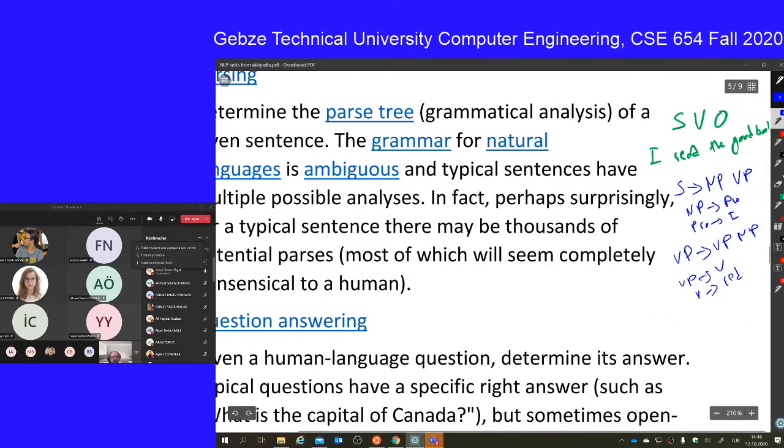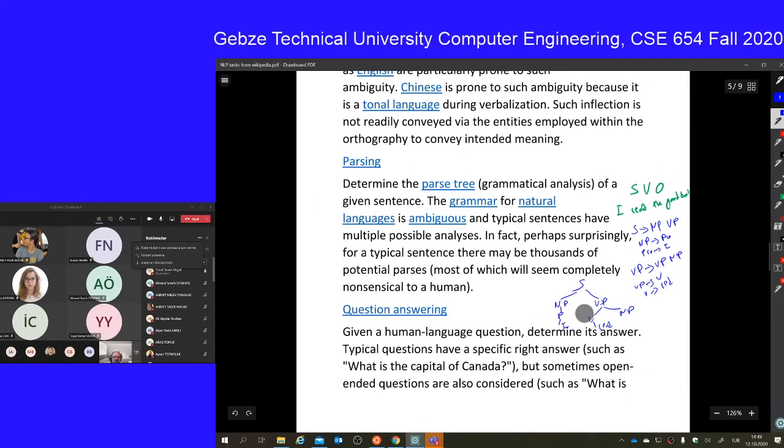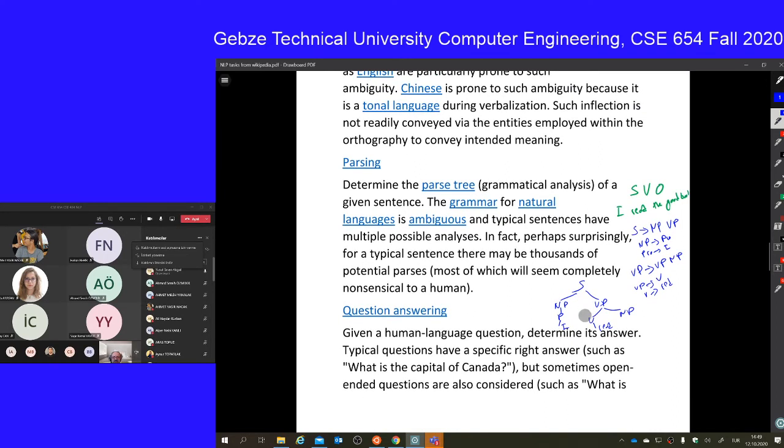And if I put all of these together, I will have something like this: a sentence, noun phrase, verb phrase. Noun phrase, pronoun, I. Verb phrase is verb and noun phrase. Verb is read. Noun phrase goes like that, okay? So you produce this tree. Once you produce this tree, it will be very useful for question answering, for machine translation, and for natural language understanding, okay?